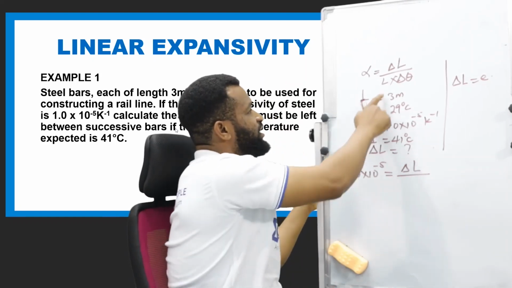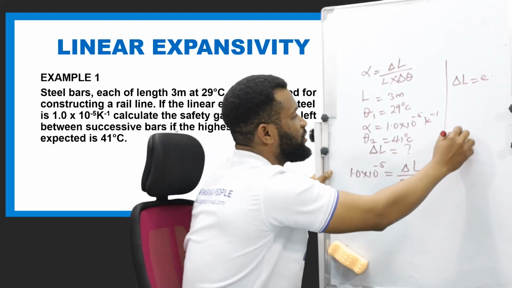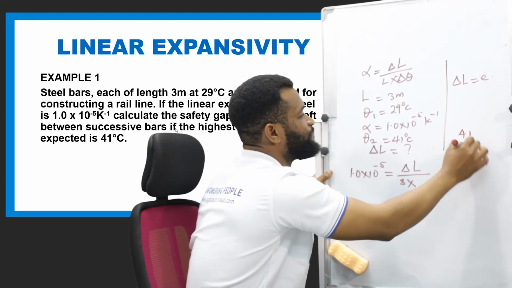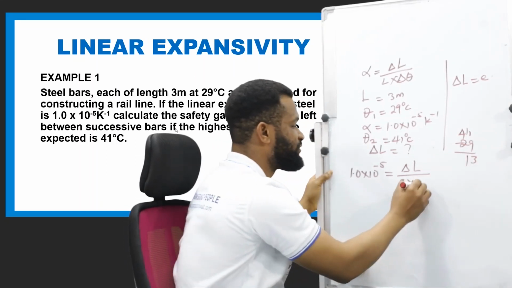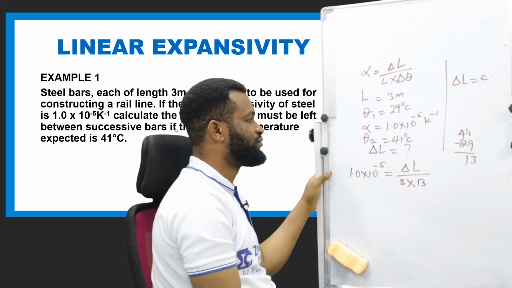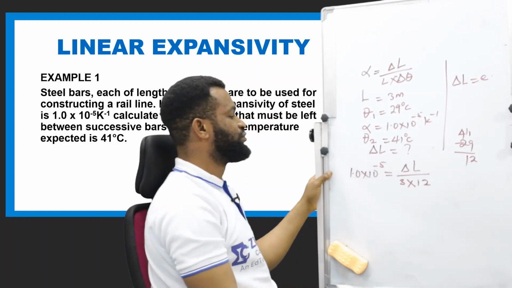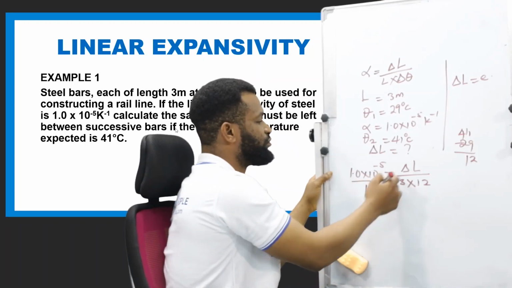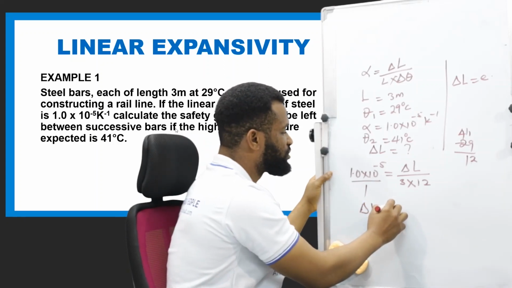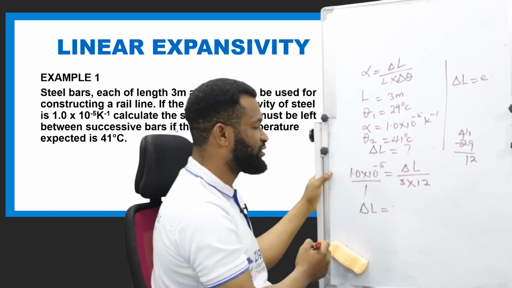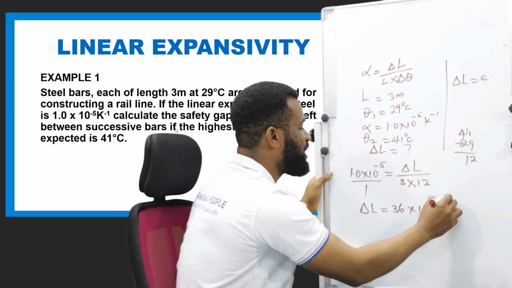So the next thing is L, and the L is 3, I'll write 3, multiplied by change in temperature, which means 41 minus 29, this is 3, and that is it, 12 degrees, that is 2. So in this case now, I'm going to make change in L the subject of the formula. I have change in L is equal to 3 multiplied by 12, which is 36, times 1 times 10 raised to the power minus 5.